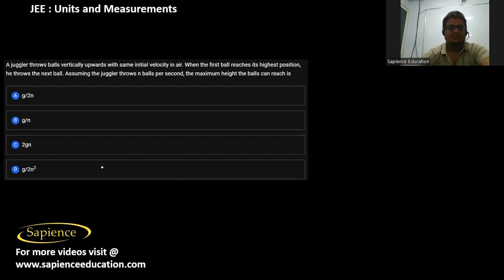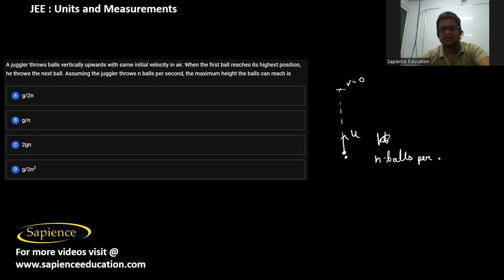Then here it is told a juggler throws balls vertically upwards with same initial velocity in the air. So when the first ball reaches the highest position, where v equal to 0, he throws the next ball. Assuming the juggler throws n balls per second, the maximum height the balls can reach is. So it means that he throws n balls per second.